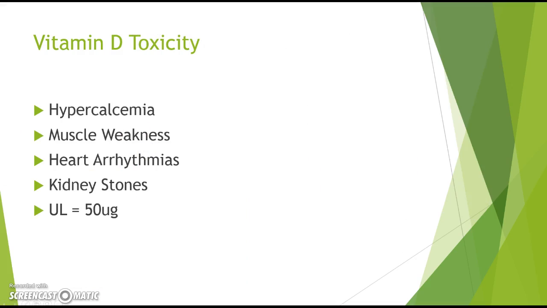Some toxicity that you have with vitamin D is hypercalcemia, which is defined as calcium levels in your blood that are above normal levels. What this can mean is that if you have too much calcium in your bloodstream, this can weaken your bones. This can also create kidney stones and interfere with the way your heart and your brain work. Because of that, this also relates to the other toxicity issues you see, such as muscle weakness, heart arrhythmias, kidney stones, and then the upper limit of that is 50 micrograms.